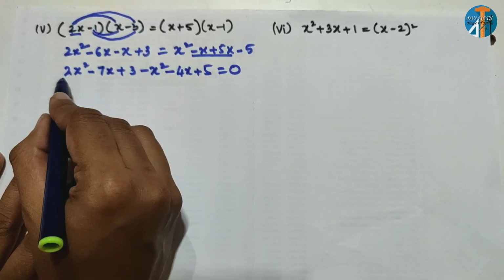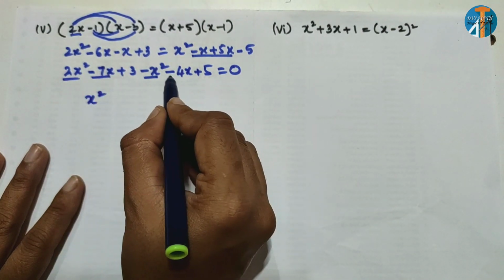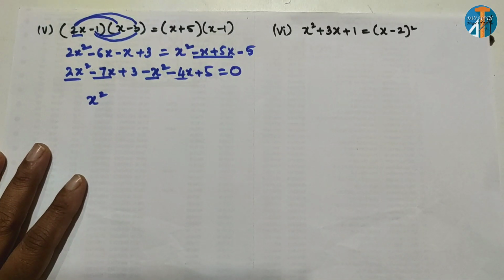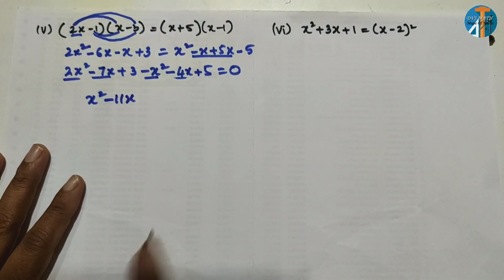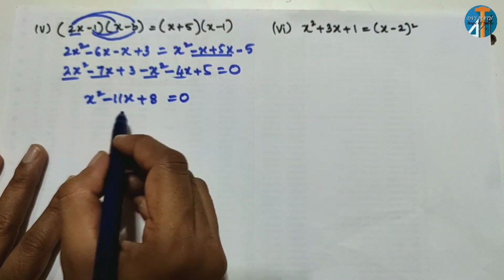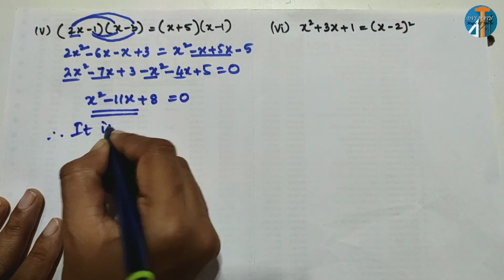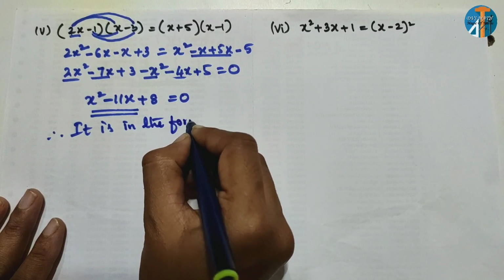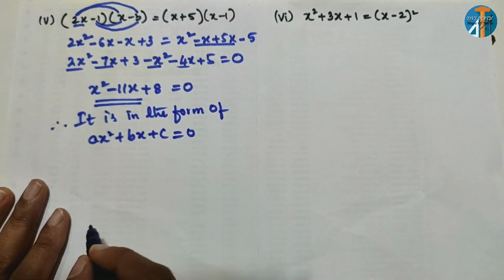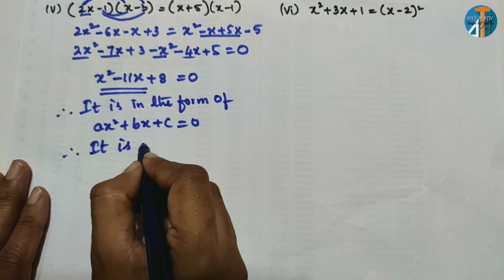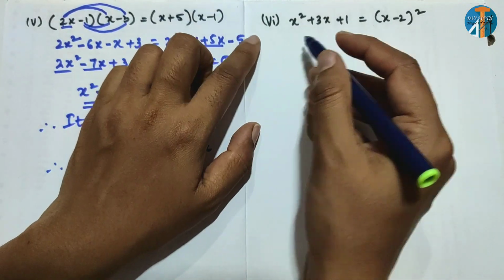So now let us simplify. 2x square minus x square, so it is x square. Minus 7x minus 4x, it is minus 11x. Okay, plus 3 plus 5, it is plus 8 is equal to 0. Observe here, the whole thing is in the form of ax square plus bx plus c is equal to 0. Therefore, it is a quadratic equation.